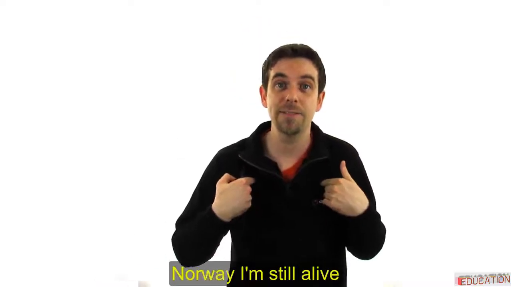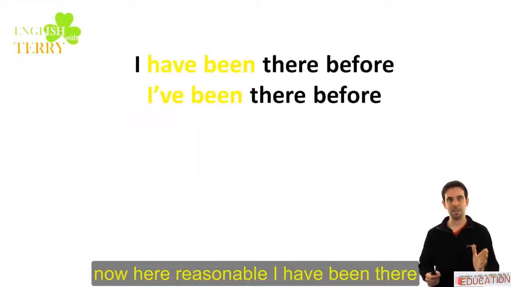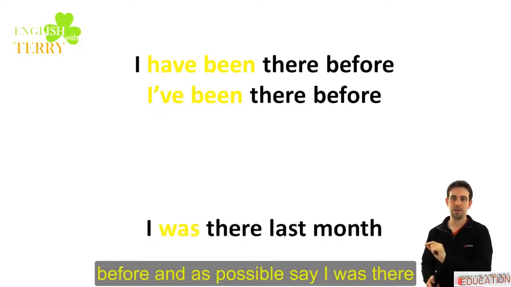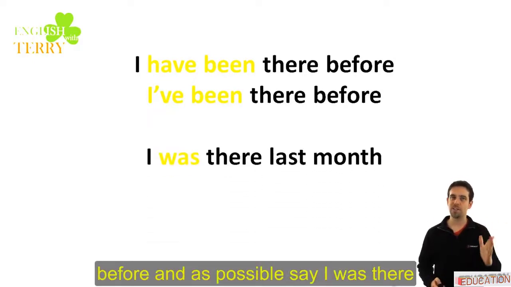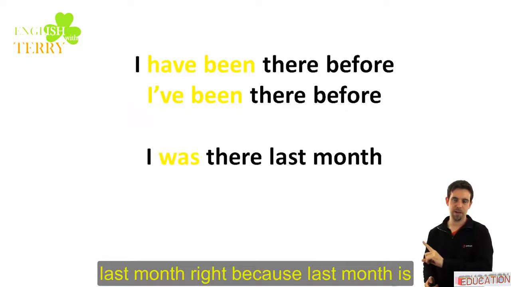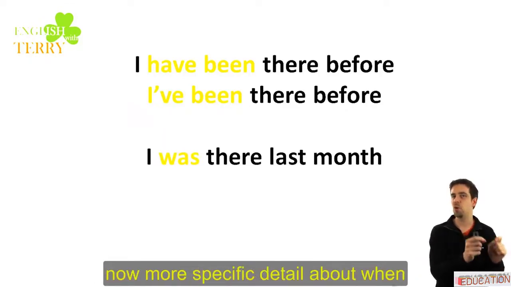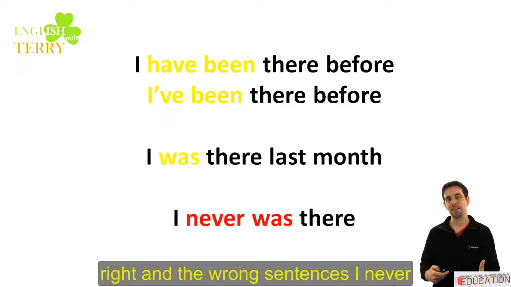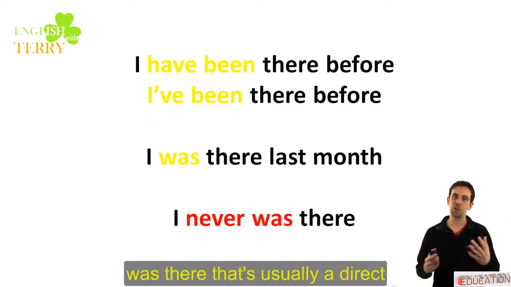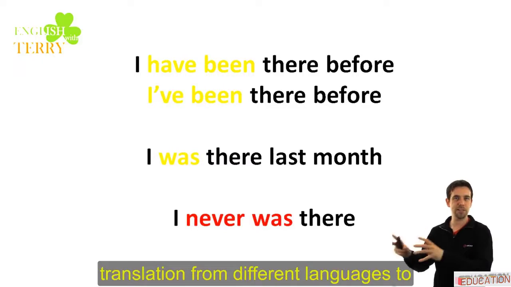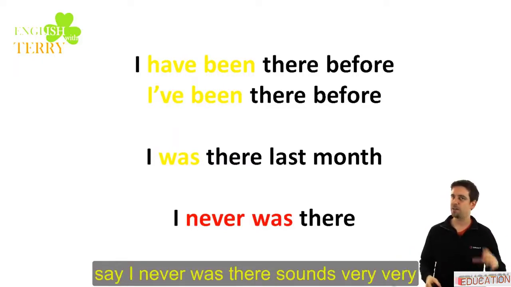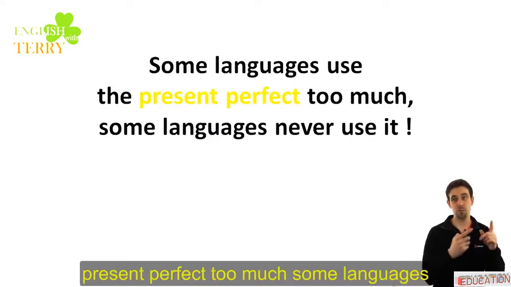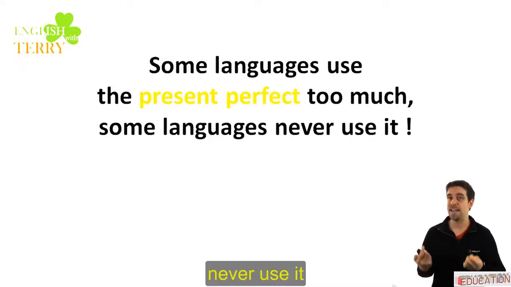I'm still alive. Now, here, for example, I have been there before, the contraction, I've been there before. And it's possible to say, I was there last month, right? Because last month is now a more specific detail about when, right? And the wrong sentence is, I never was there. That's usually a direct translation from different languages. To say, I never was there, sounds very, very wrong, okay? Some languages use the present perfect too much. Some languages never use it.